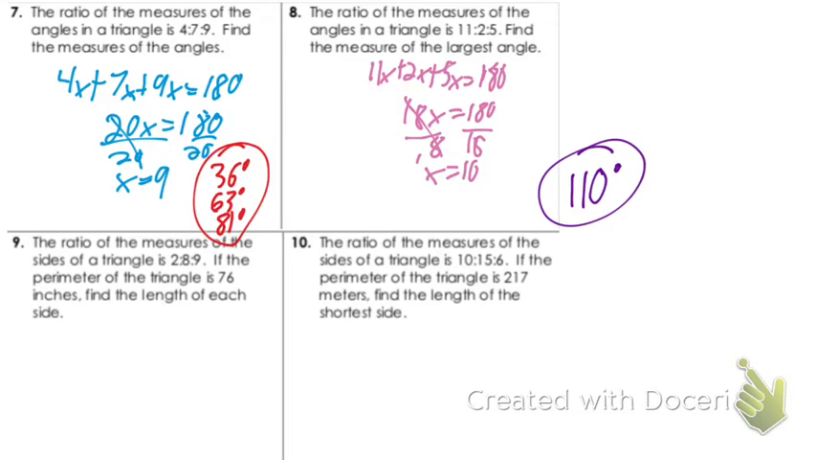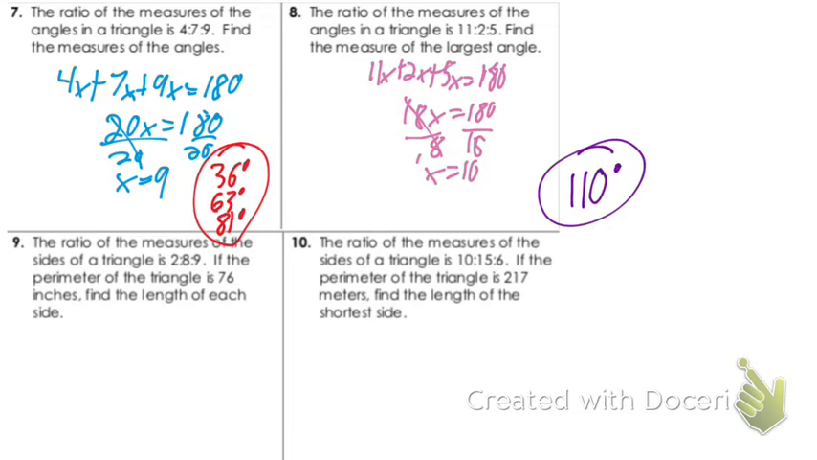The ratio of the measures of the sides of a triangle is 2 to 8 to 10, or excuse me, 2 to 8 to 9. If the perimeter of the triangle is 76 inches, find the length of each side. Okay. Wait. What's perimeter mean? The distance around the figure. How do you get perimeter mathematically speaking? You add all the side lengths, right? So, these are the side lengths, or the ratios of the side lengths, okay?